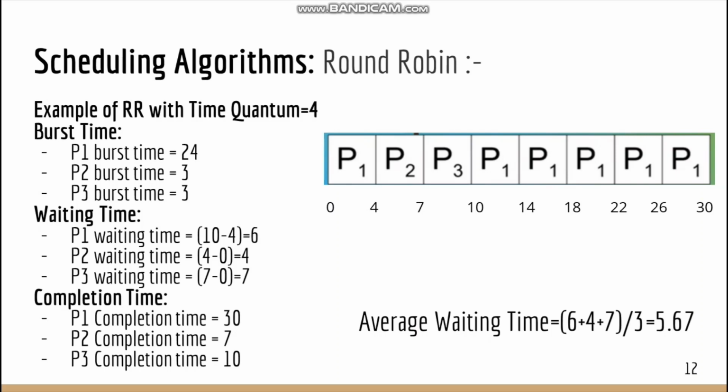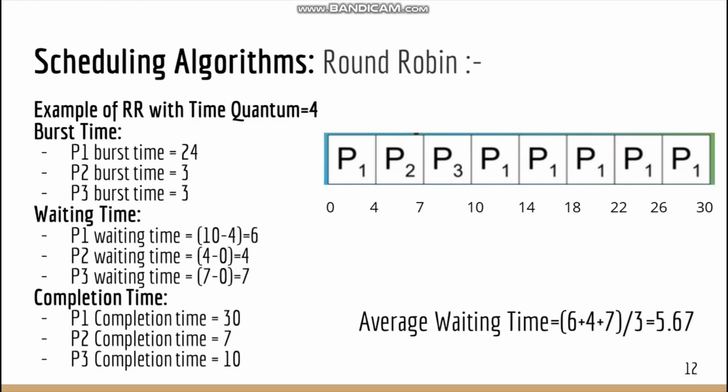As you can see, average waiting time in this example is 5.67 seconds, which is far better than the previous algorithm. And now as you can see, the burst time of the process P1 is 24 seconds, for P2 it is 3 seconds, and for the P3 process it is 3 seconds.